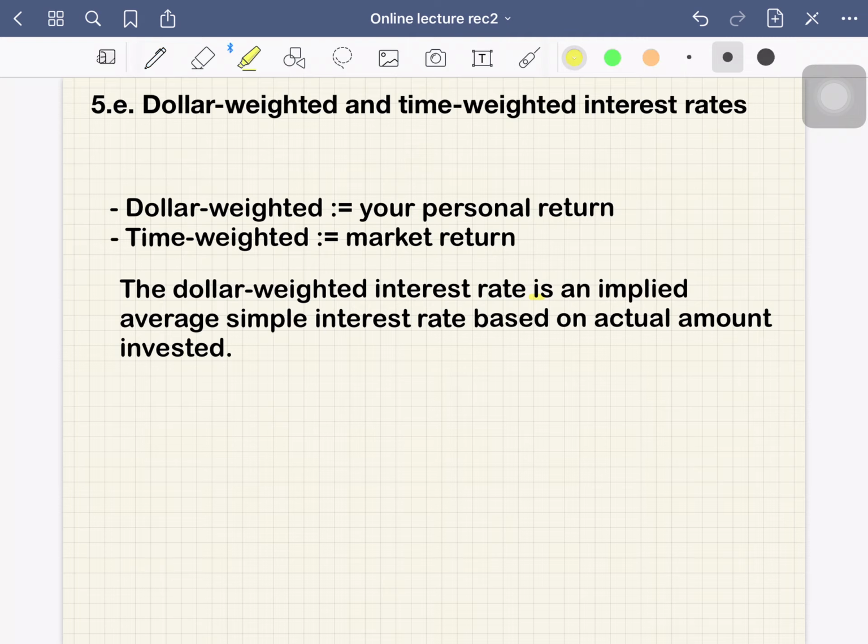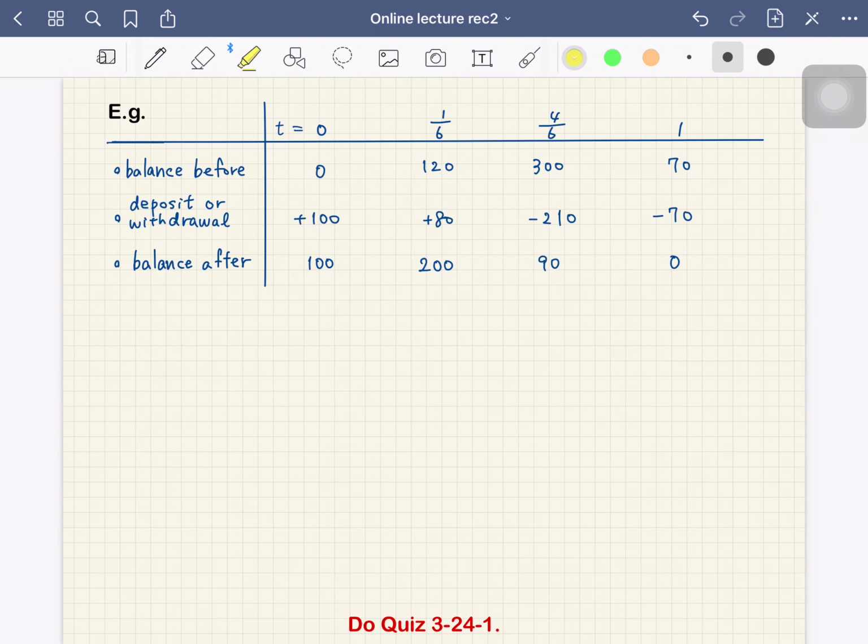Okay, so the first topic is dollar-weighted and time-weighted interest rates. Dollar-weighted interest rate is your personal return, while time-weighted interest rate is market return. So at first, we want to review the dollar-weighted interest rate. Dollar-weighted interest rate is an implied average simple interest rate based on actual amount invested. So this is simple rate, so interest does not compound.